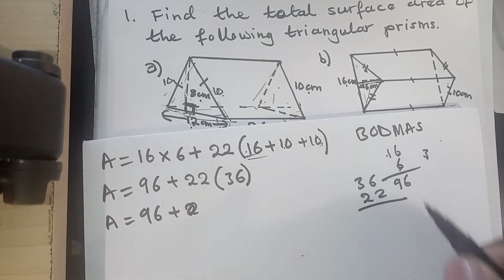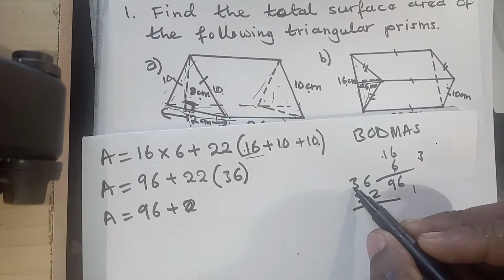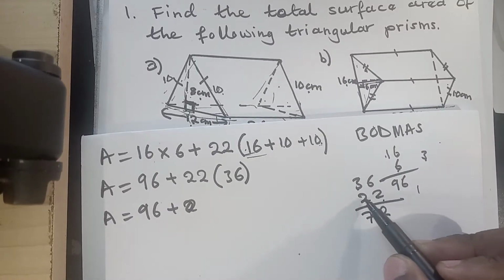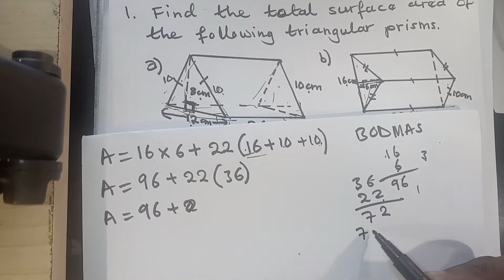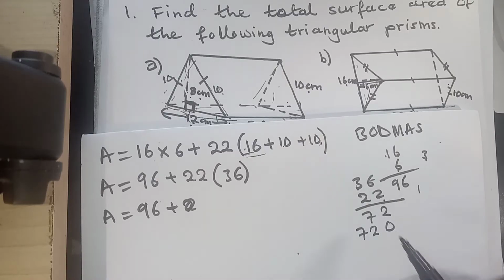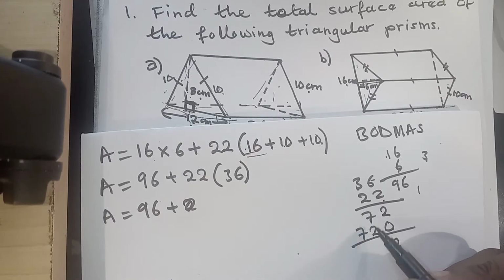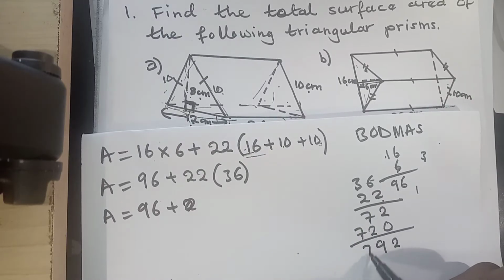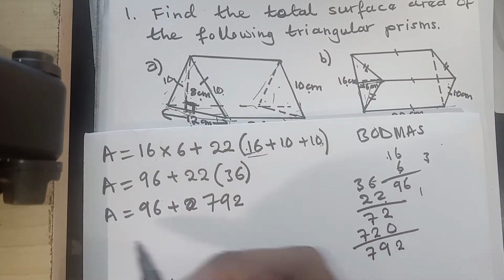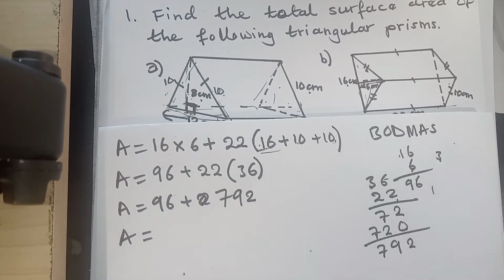So 2 times 6, we have a 12, carry 1. This times this, 3 times 2 is 6, plus that, we have a 7. Of course, we need the placeholder there. Then 2 plus 0 is 2. 2 plus 7 is 9. Then 7 plus nothing, we have a 7. So this is 792. So now the total surface area here will simply be the sum of this and this.